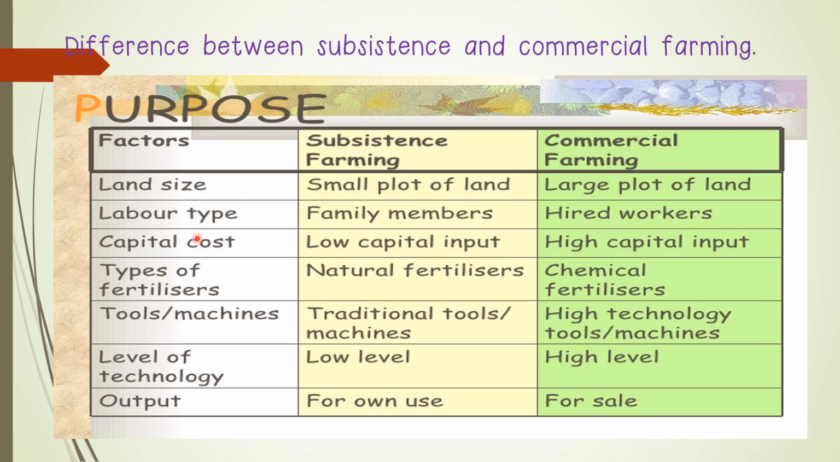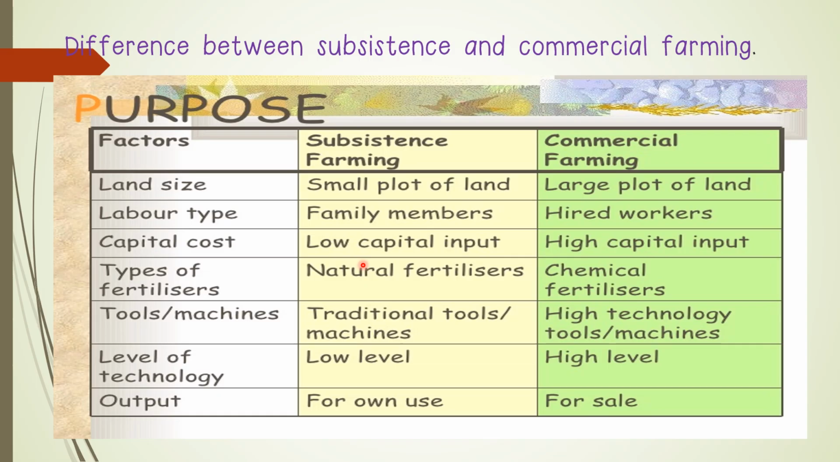Then we have capital cost. Capital cost refers to the amount of money that it's going to cost you. So in a subsistence farm, you have a low capital cost. This means that the amount of money that you're putting into your farm is going to be much lower. It's not as much because you're only growing a small amount of different crops and you only have a small amount of cattle.